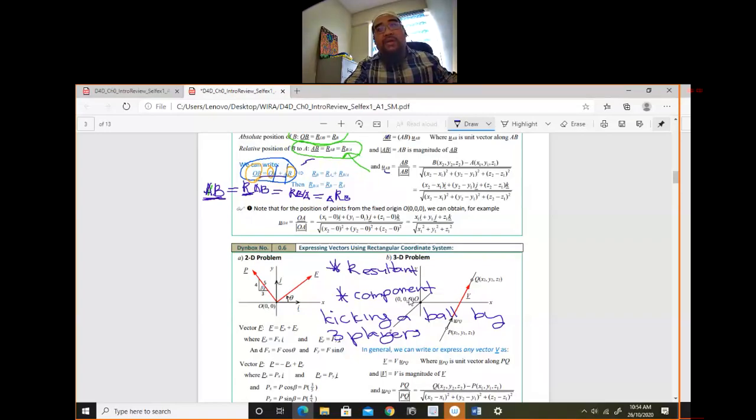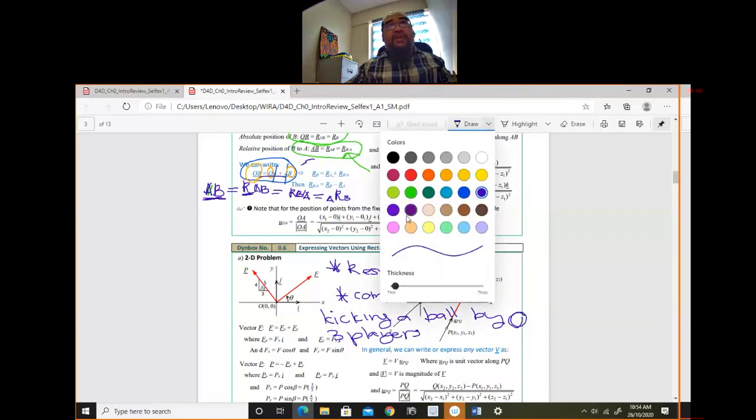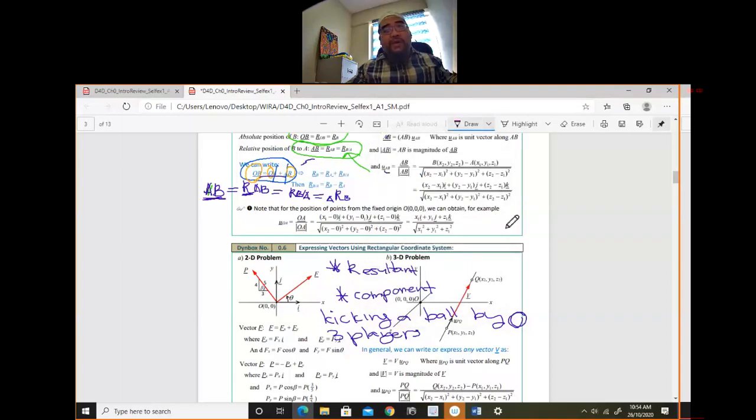Right, so I draw here a ball in a different color, taking advantage of the software. So we have a ball here. Player 1 will kick here. This is player 1, then player 2 will kick here, and player 3 will kick here. So these are all the components.